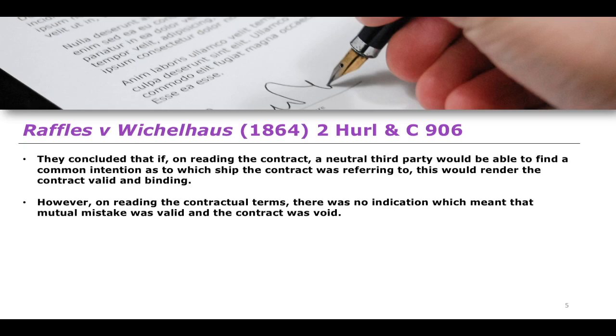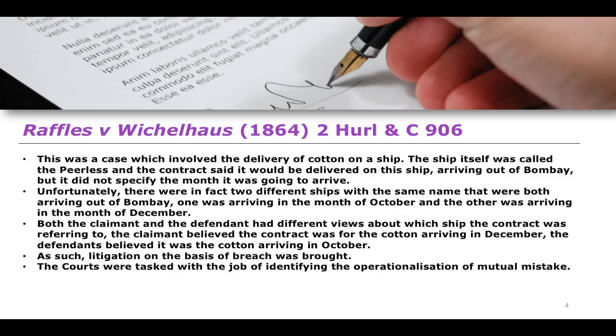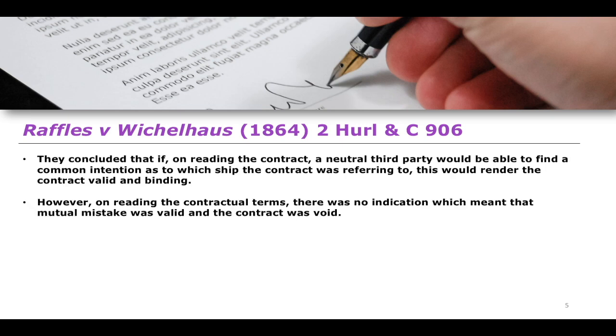But because the contract doesn't specify the month that it was going to arrive, the only distinguishing feature is not part of the contract. So there is no distinguishing feature in the contract. There is no indication as to which ship the contract was referring to, and so there was therefore a mutual mistake, and the doctrine of mutual mistake was therefore valid, and the contract was therefore void.